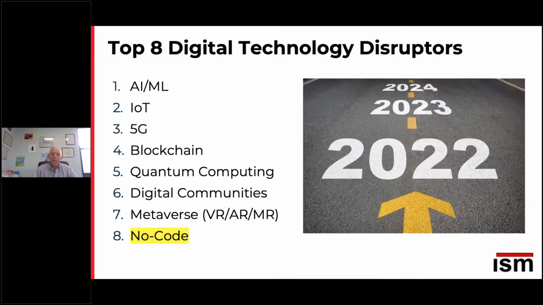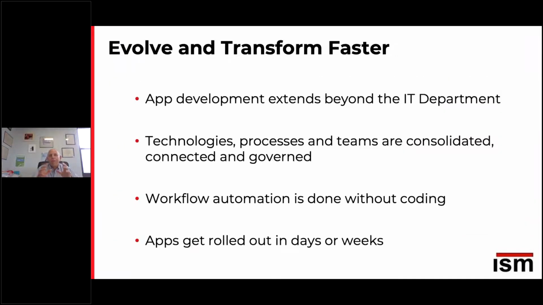But most importantly, let me go to the next slide, and it's the one that we're here to really talk about. And that is no code. And Jason did a fine job introducing that. So for me, the whole concept of no code is that we can now extend application development beyond the IT department. I think Jason kind of alluded to it: freedom for everyone to automate.